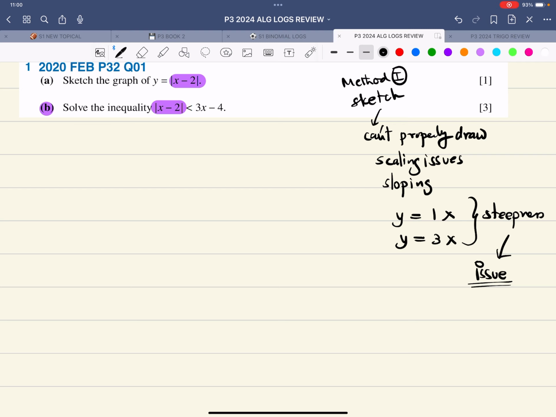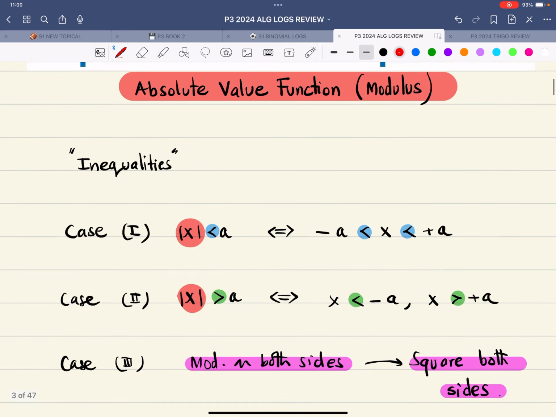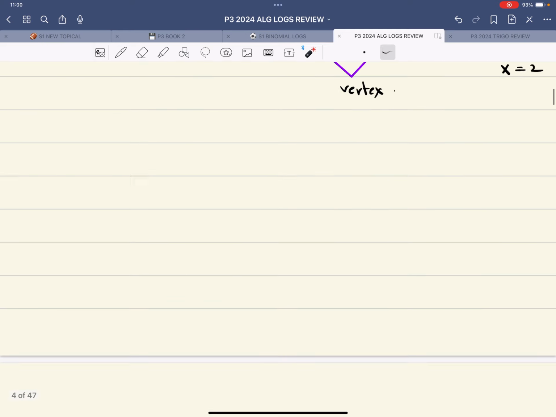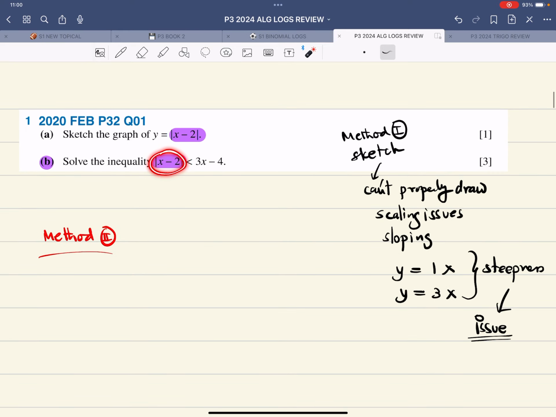Let me solve it using method number 2. And what exactly is method number 2? Method number 2 is what was outlined at the beginning. Which case is that? There is modulus on one side. If it's lesser, I'll open it up like this. If it's greater, I'll open it up like this. So which case is this? This is modulus on the left hand side and there is a lesser sign.